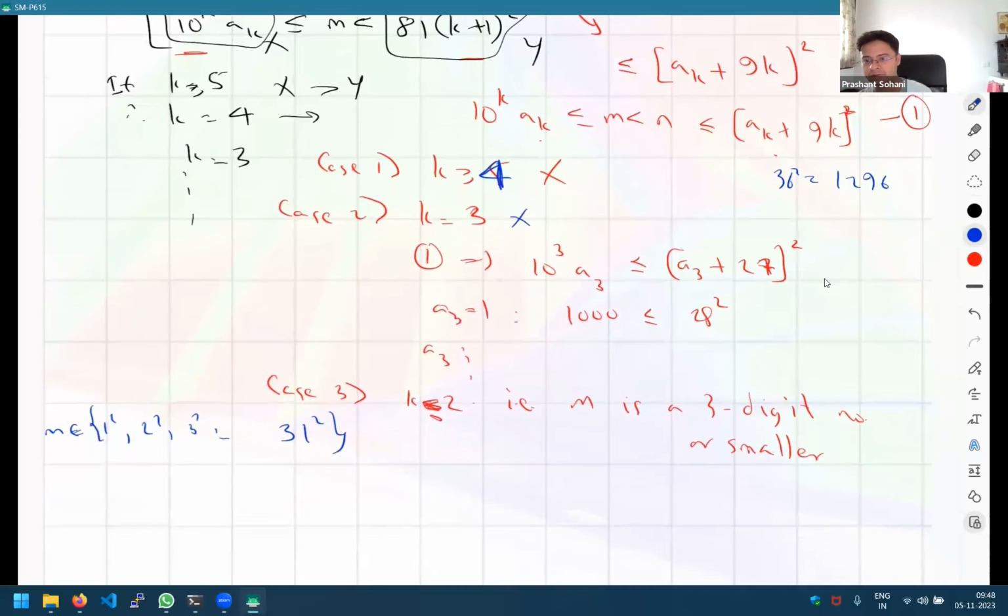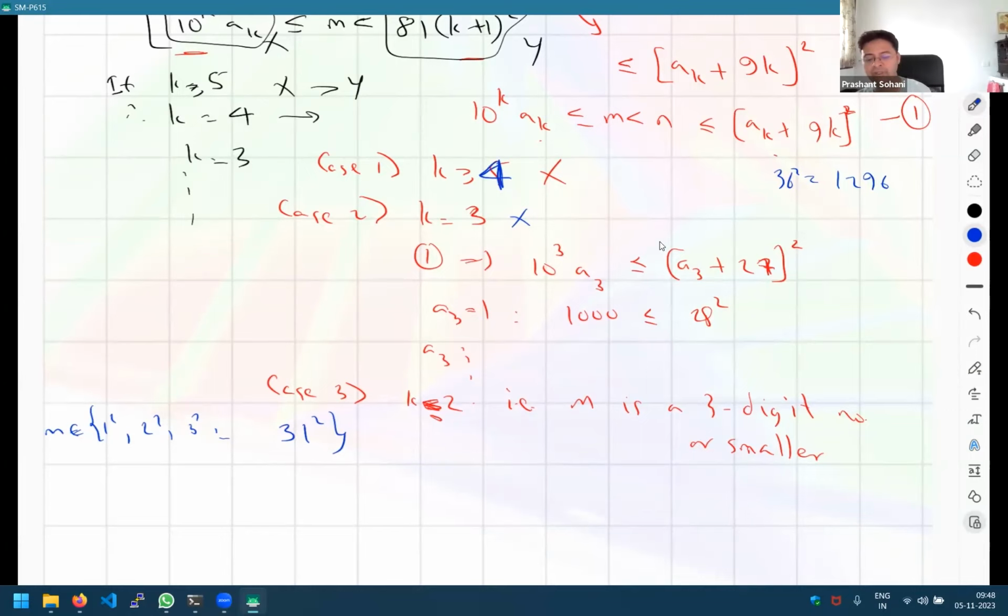Jannavi or anybody? We can use that n is greater than m, so we can choose those values of m such that the square of the sum of the digits is greater than m. Yes, correct. Any other way?